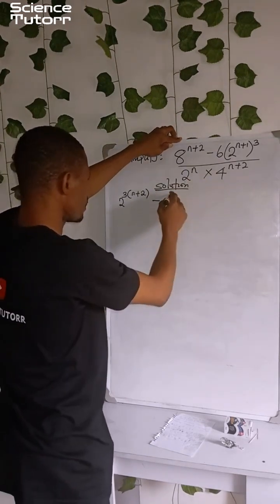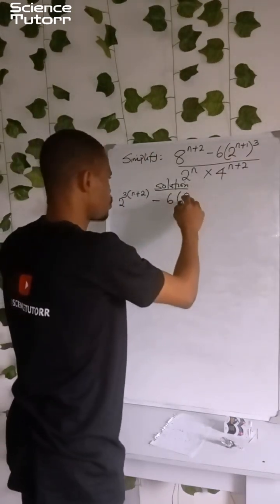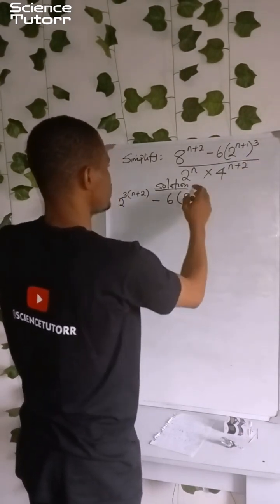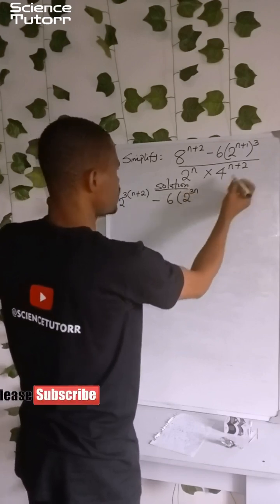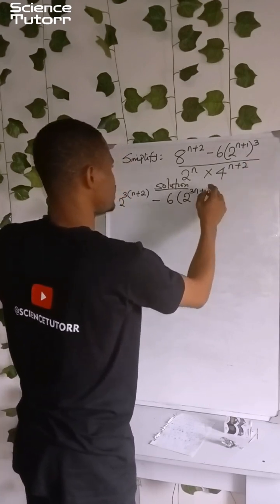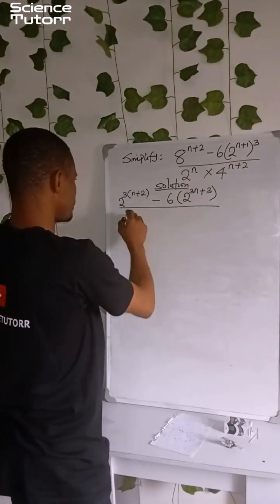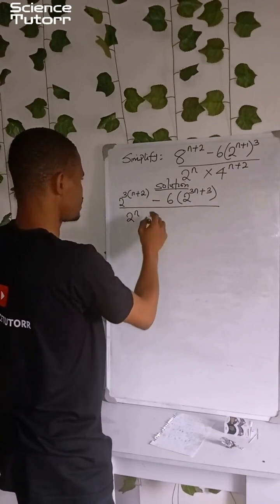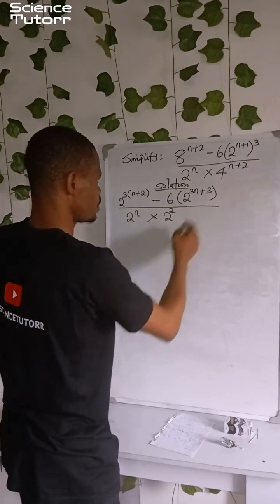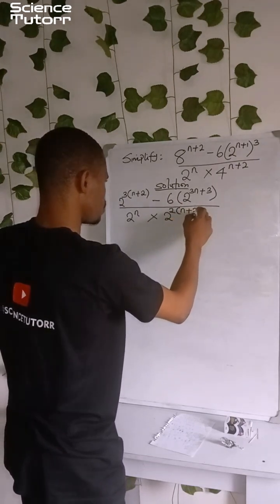Minus 6 into 2 raised to power, all these are powers. So it means n times 3, that gives me a 3n. This is a plus sign. 1 times 3 is a 3. Divided by 2 raised to power n times 4 can be broken as 2 raised to power 2, and also having power n plus 2.